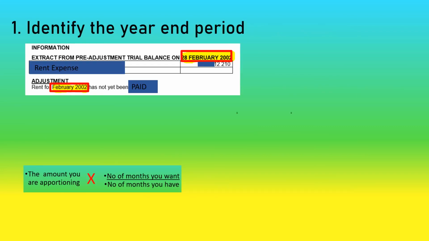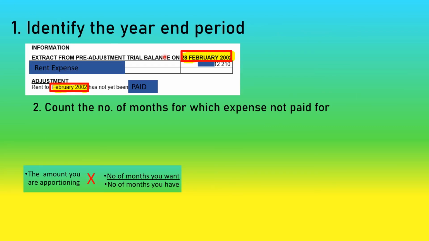Number 1, let us identify the year-end period. The year-end is 28 February 2012. Let us also read the question. It says rent for February has not yet been paid. Right? So there's an absence of cash again. But can this be accrual income? No, because it's not income you haven't received, it's expenses you haven't paid. Therefore, it is accrued expenses. Number 2, count the number of months for which expense was not paid. In this question, you can see it was not paid for February, which is 1 month before your year end.